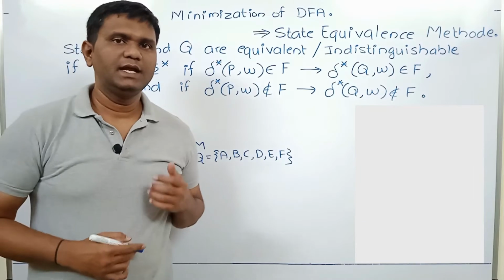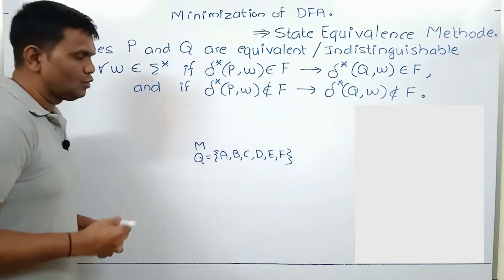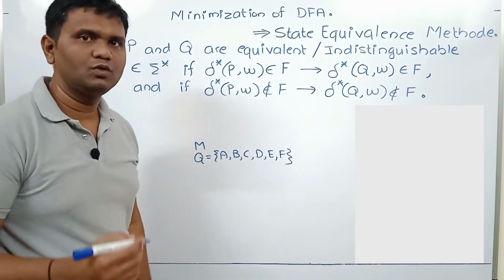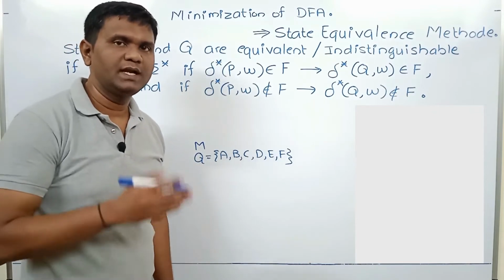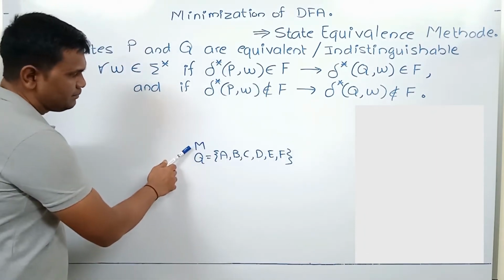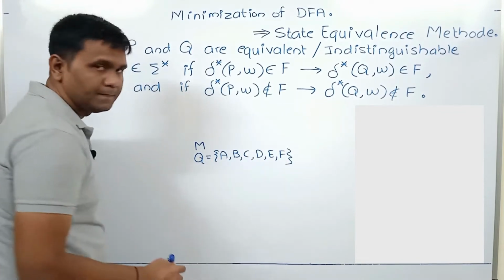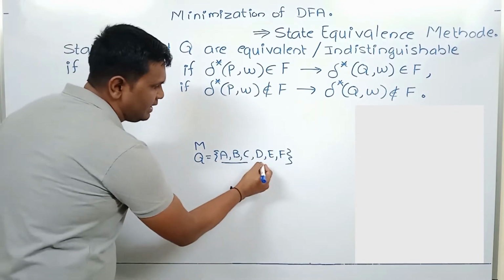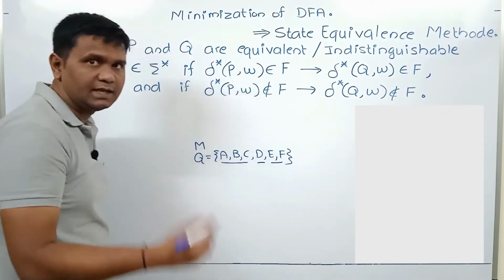Now we will study DFA minimization using state equivalence method. Now what we are going to do in state equivalence method is, for a given DFA, we are going to calculate which states are equivalent. We will group them together and it will give us minimal DFA. In a DFA M, if set of states contains 6 states A, B, C, D, E, F. Now if we prove that states A, B, C are equivalent, state D is not equivalent to any other state, E and F are equivalent.